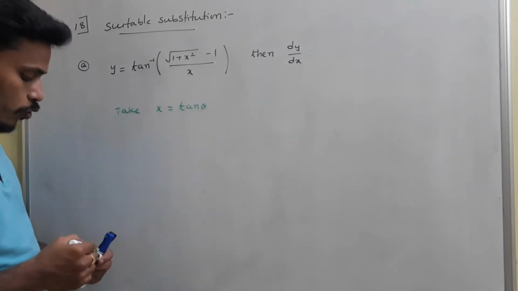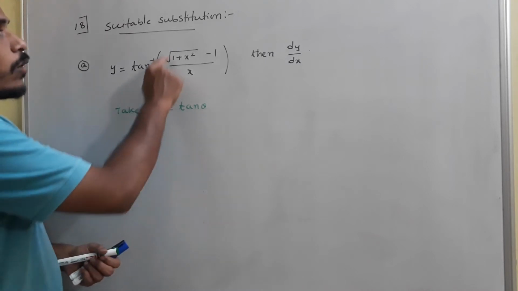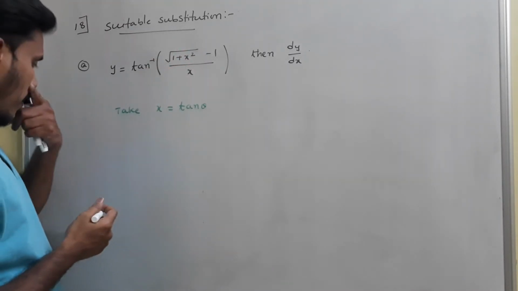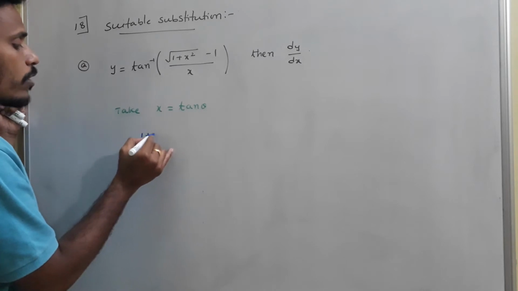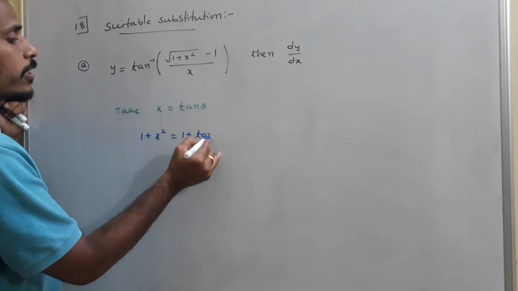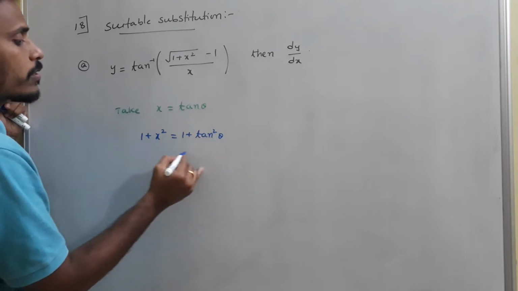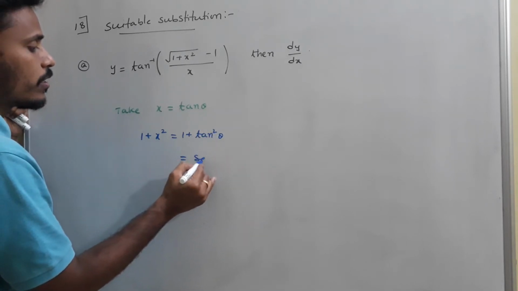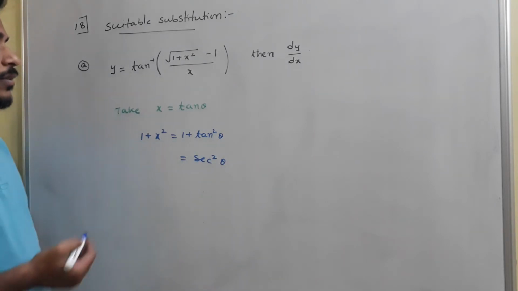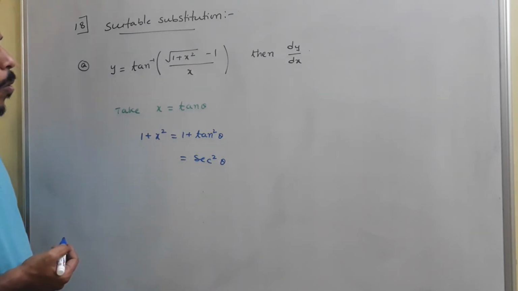If x is equal to tan theta, then how will root 1 plus x square minus 1 by x change? Think about this. What do you say about 1 plus x square, which is 1 plus tan square theta? 1 plus tan square theta is simply nothing but secant square theta.